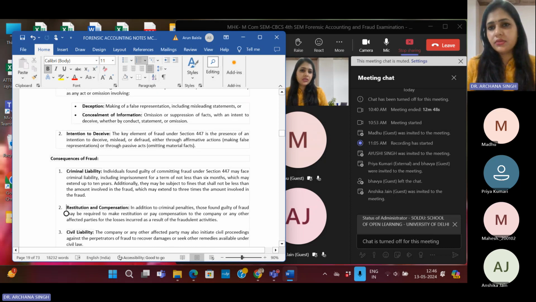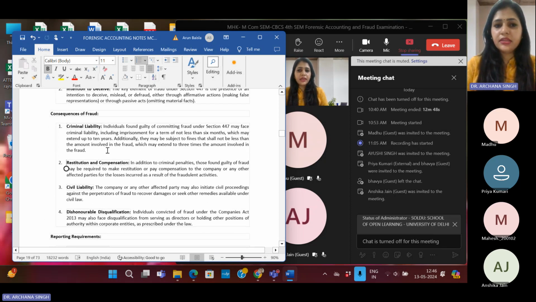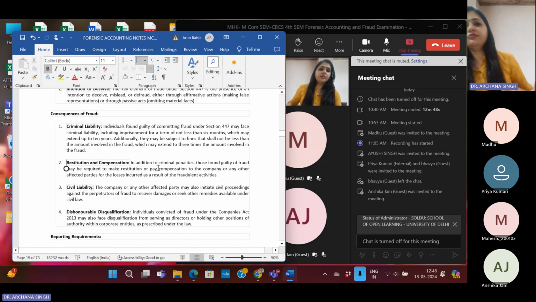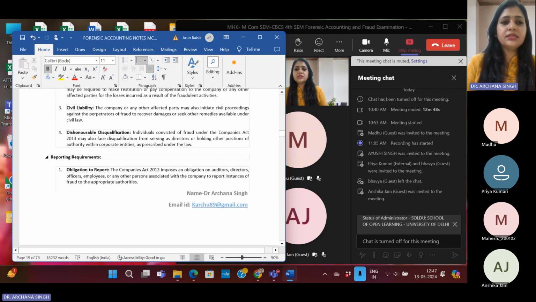So these are the consequences of fraud. The criminal liability may be there. They have to pay the fine. They have to pay the penalty. They may have to face civil law, or they may face disqualification, meaning the positions they are holding with authority in the corporate entities may be disqualified. So these are the consequences.